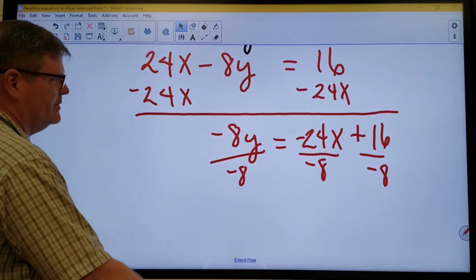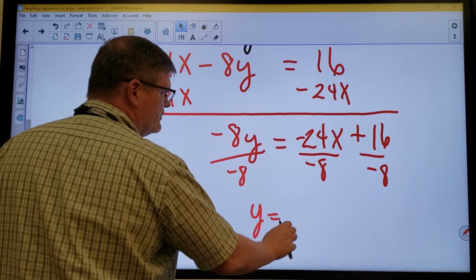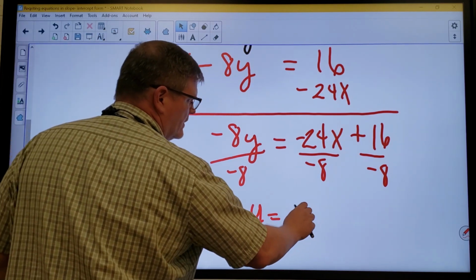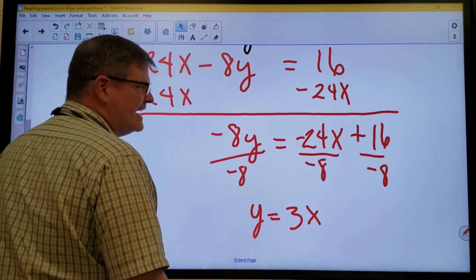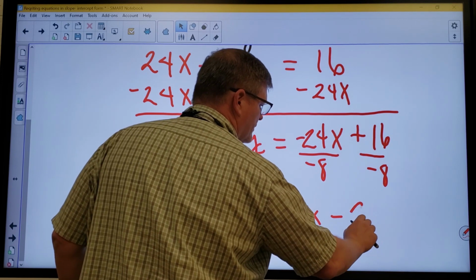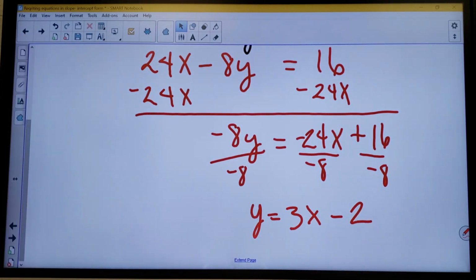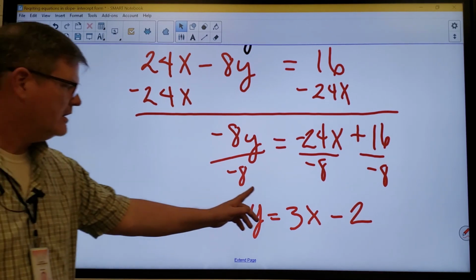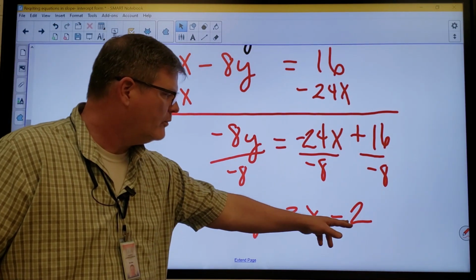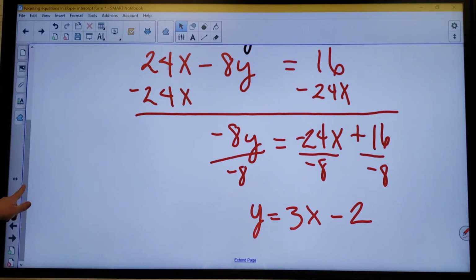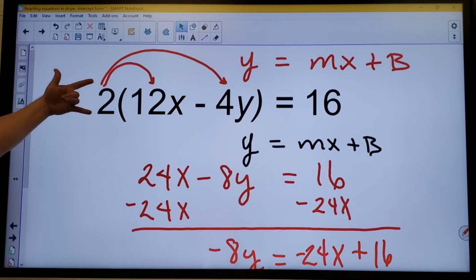What we will be left with is y equals 3x minus 2. And once again, y equals 3x minus 2. That's in slope-intercept form. Our slope is the 3. Our y-intercept is negative 2. And it is exactly the same equation as what we started with. It's just rewritten in a different format.